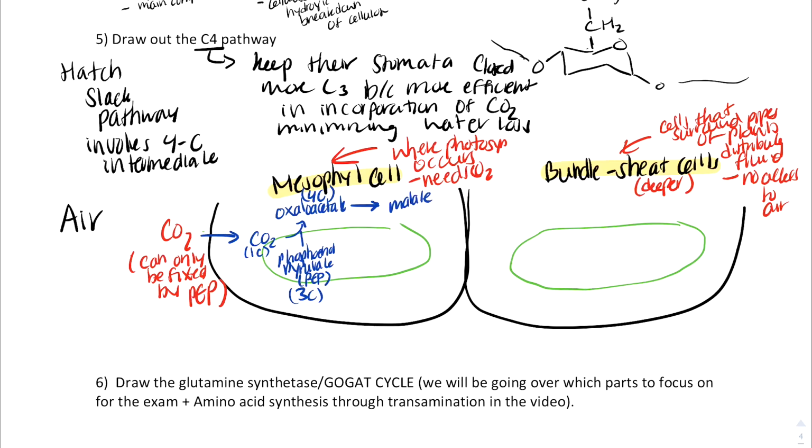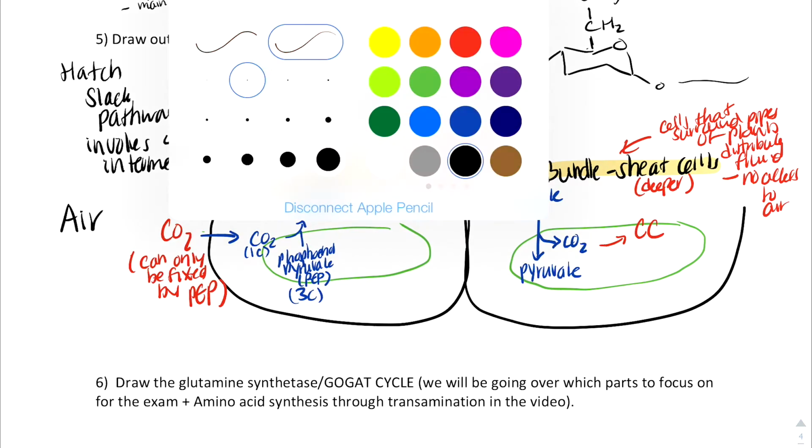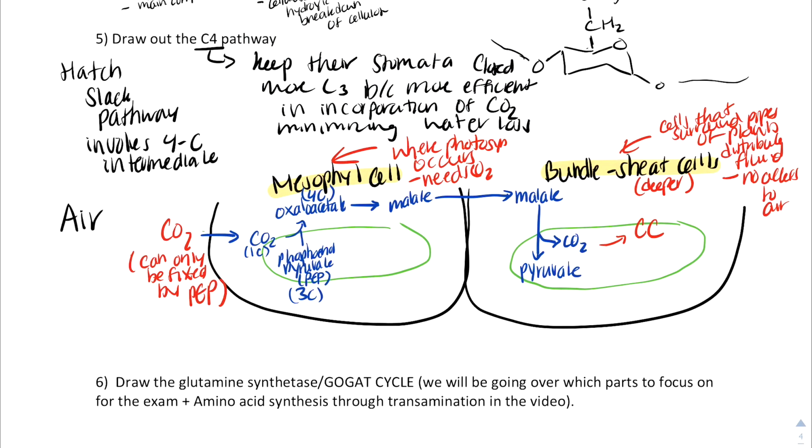Okay? And malate can actually be transported to the bundle sheath cells, where it can release a CO2 and make pyruvate. And this CO2 is really important for entering the Calvin cycle. Okay, so we see a CO2 here and a CO2 here. And the difference between these two CO2s is that the first one that's coming in to the mesophyll cells can only be fixed by PEP.